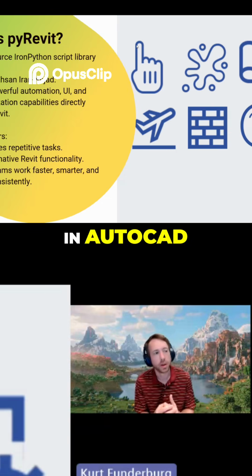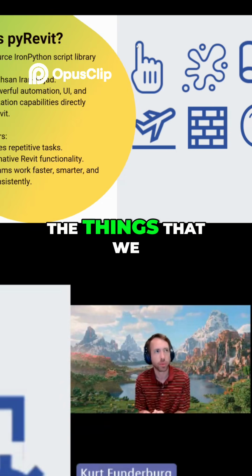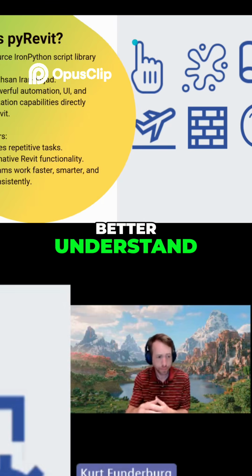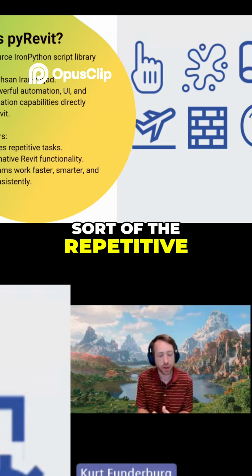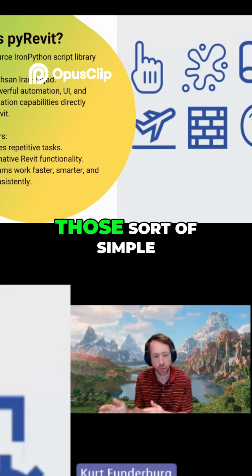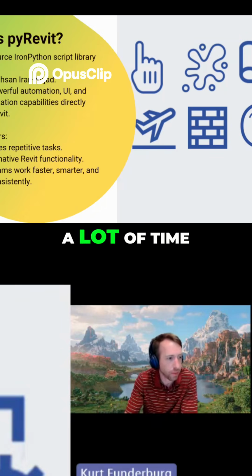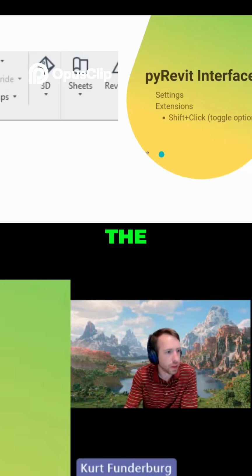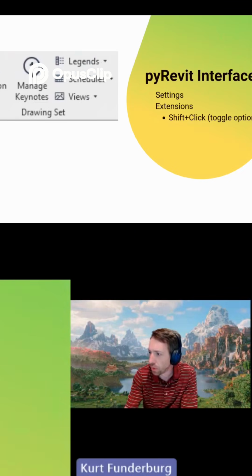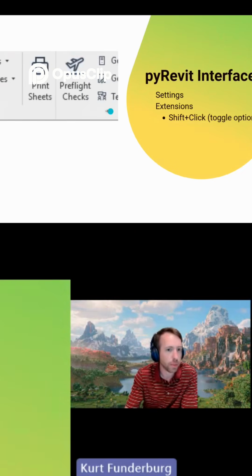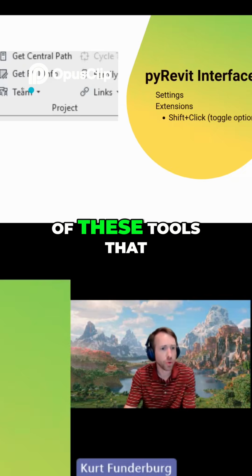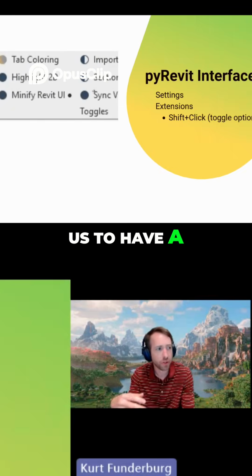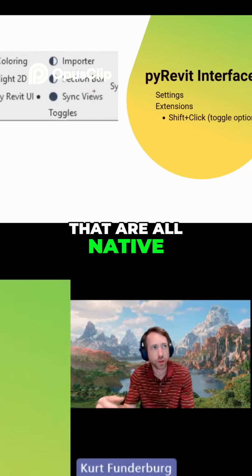in AutoCAD, but it allows us to do the things that we do repetitively, to better understand the repetitive tasks, and to automate those simple things that take a lot of time. And so the real benefit here is you have a bunch of these tools that allow us to click into things and have a bunch of different options that are all native to within Revit.